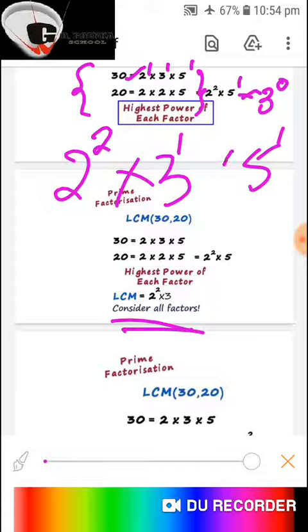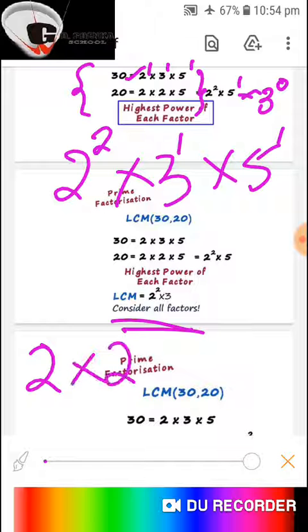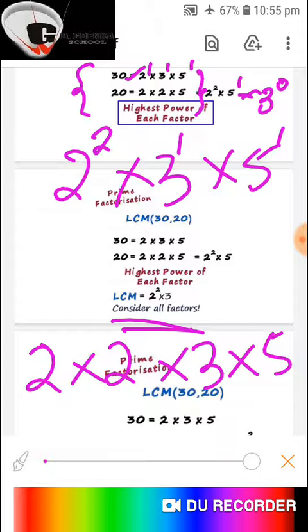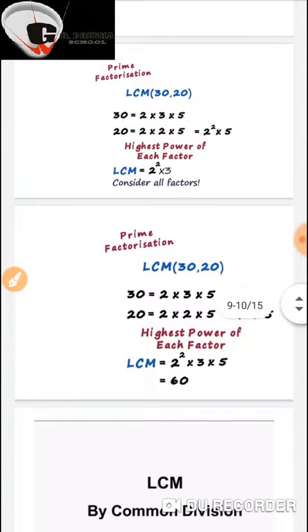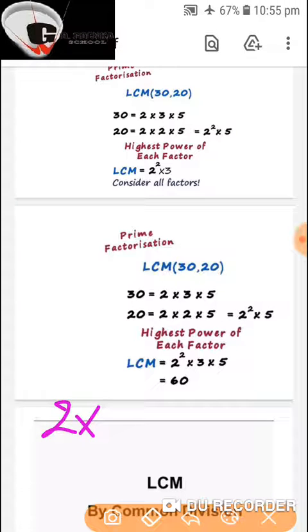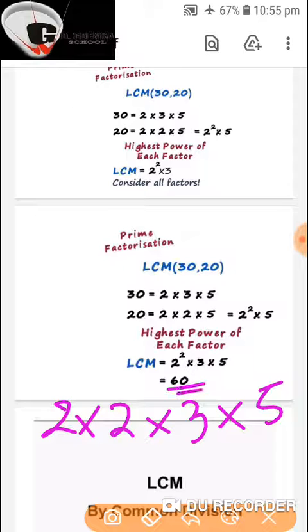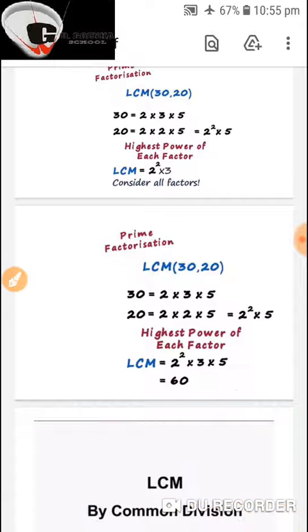Then we are going to multiply these factors. That is, we are going to multiply 2 raised to power 2, that is 2 multiplied by 2, 3 raised to power 1, that is 3, and 5 raised to power 1, that is 5. And whatsoever is their product, that is the LCM, that is 2 multiplied by 2 multiplied by 3 multiplied by 5, which is equal to 60. So the LCM of 30 and 20 is 60. This was the LCM by prime factorization method.